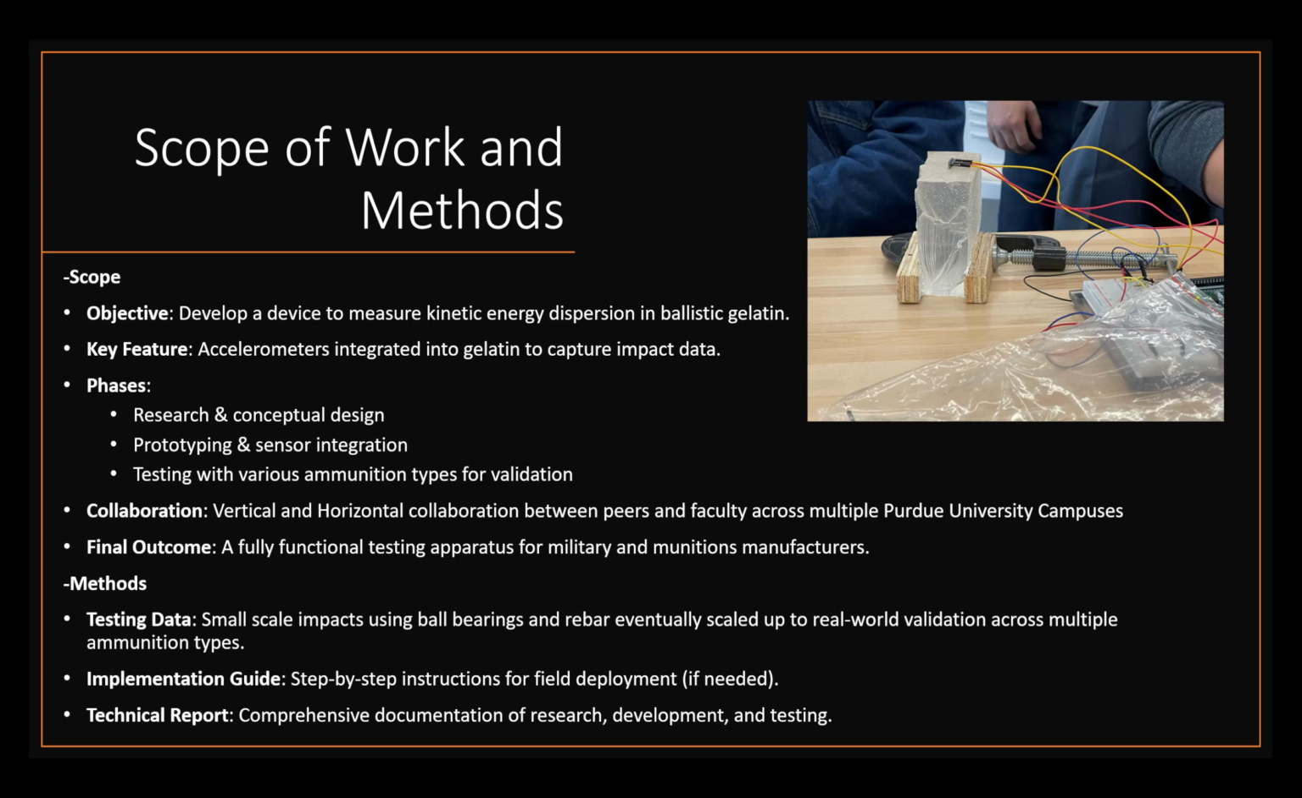The method we will use to complete this scope is obtaining testing data using small-scale impacts with ball bearings and rebar, which will eventually be scaled up to real-world validation across multiple ammunition types. The implementation guide will provide step-by-step instructions for field deployment, if needed, and the technical report resulting from this experiment would be a comprehensive documentation of research, development, and testing.